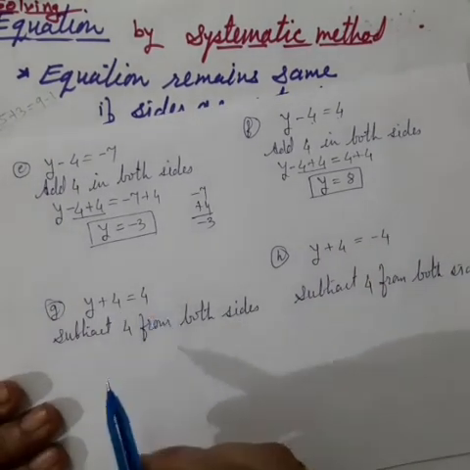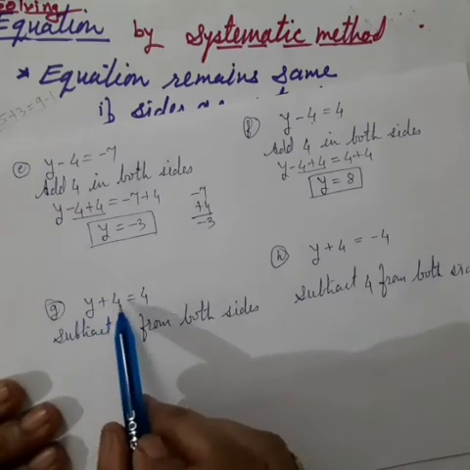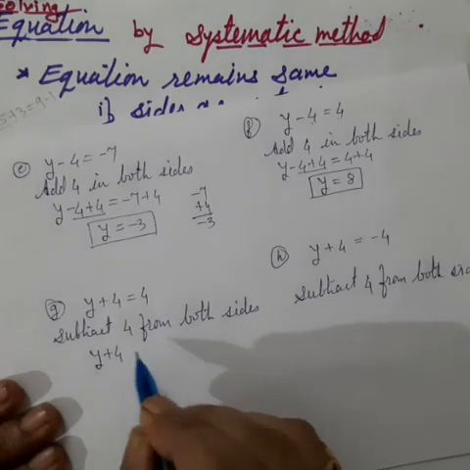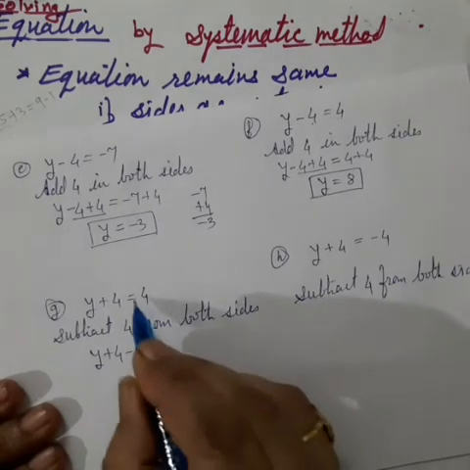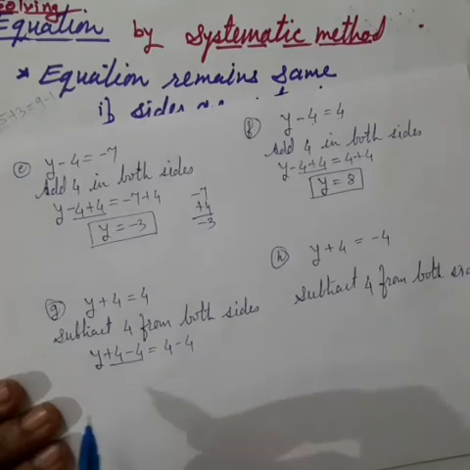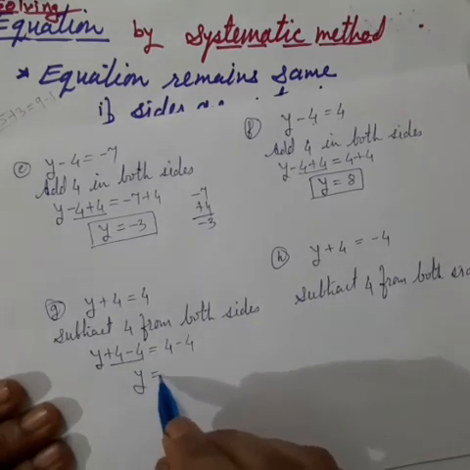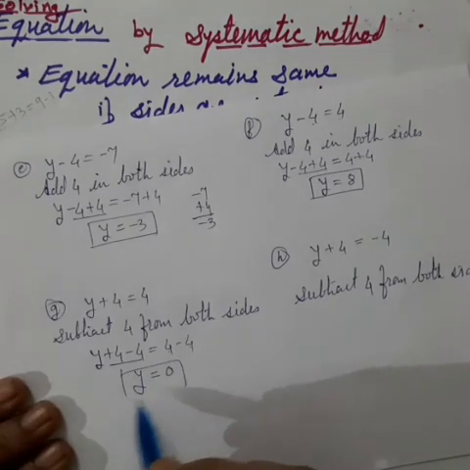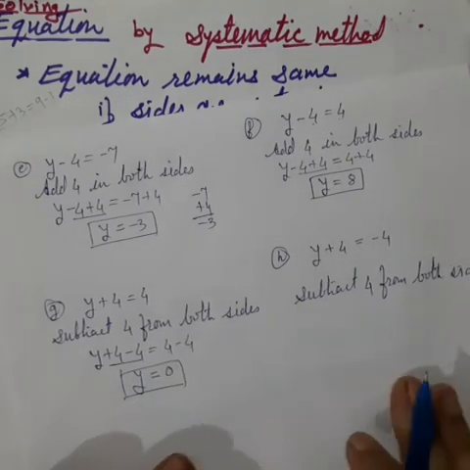y plus 4 is equal to 4. Now plus 4 we don't want, so subtract. y plus 4 is our left hand side, subtract 4. Right hand side is 4, subtract 4. This will give us 0. Only y on left side, 4 minus 4, again 0. So y equal to 0 is our solution.